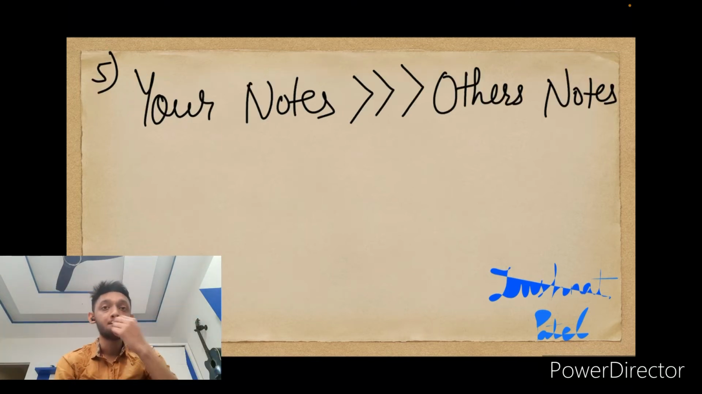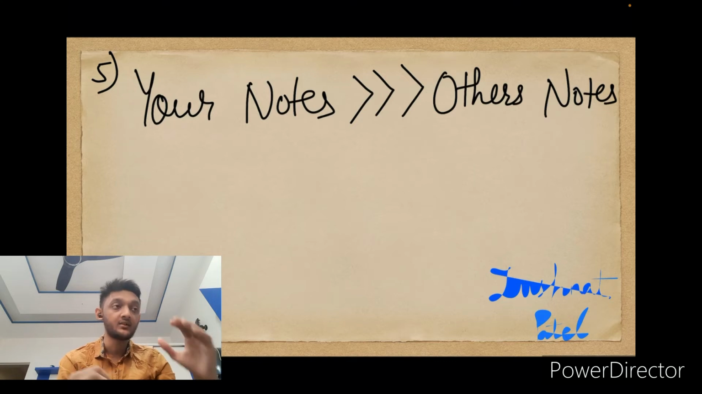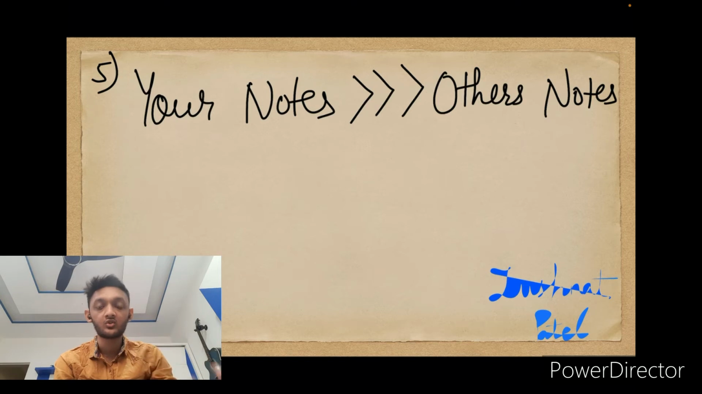So the fifth point is the notes should be made by yourself. You should not follow others' notes. It's very important. When you make your notes, you make them for yourself, and when another person makes them, they make them from their point of view. So it's very important that you make your notes by yourself. You should not use anyone else's notes.